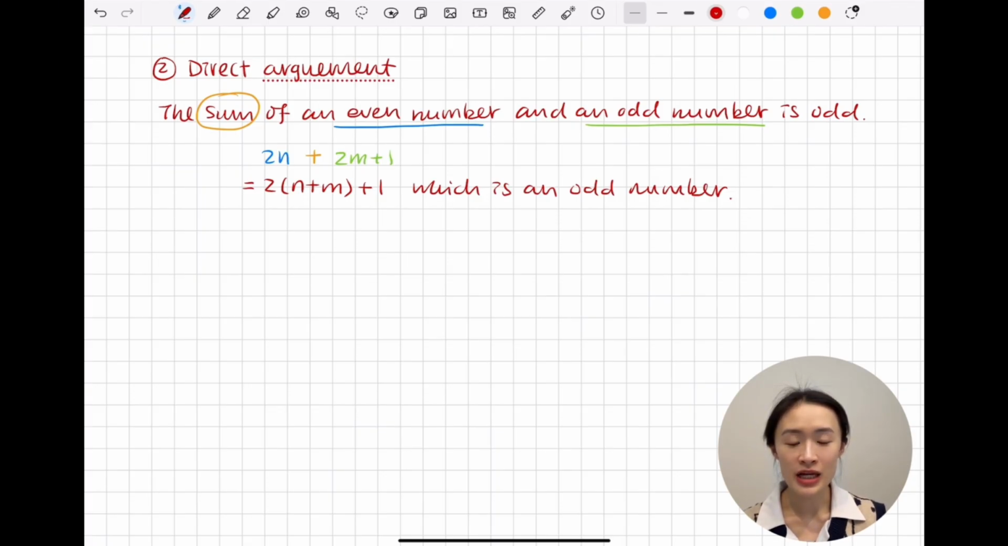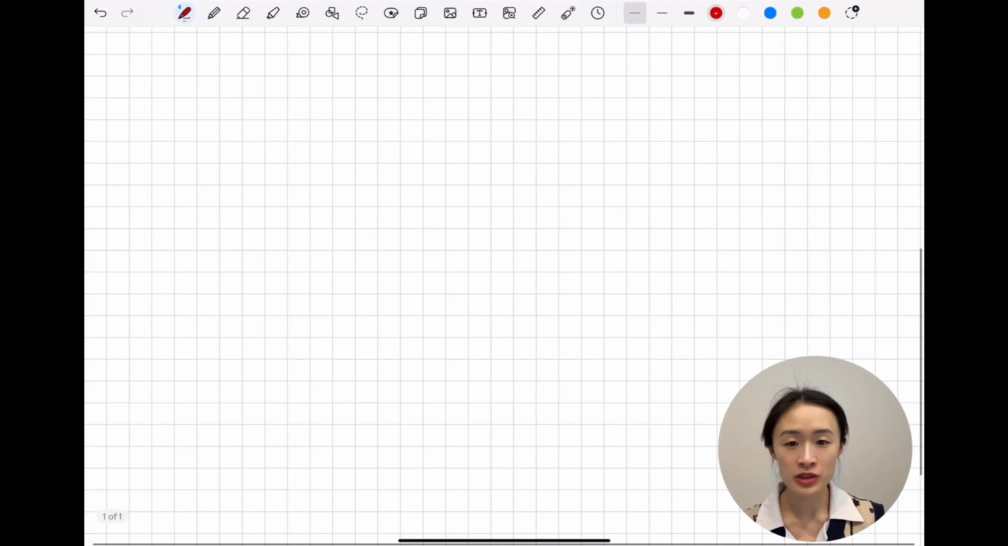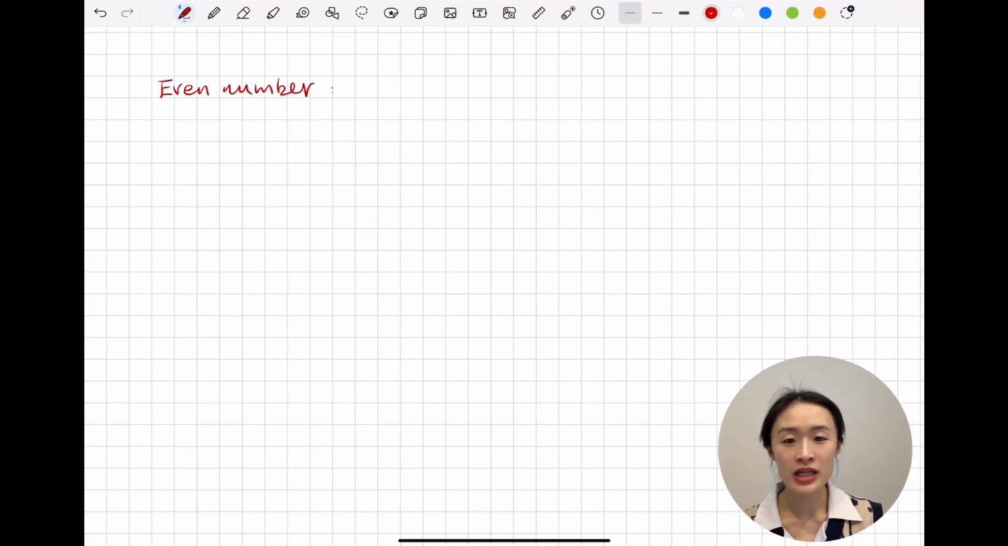So what I'm going to do now is to summarize the helpful expressions to help you with the proof. So if they are asking for an even number, then you know it's going to be 2n. Now you can use any other letters, 2a, 2b, doesn't matter. If it's an odd number, it's going to be 2n plus 1 or 2n subtract 1. So it can be 1 more than or less than an even number.